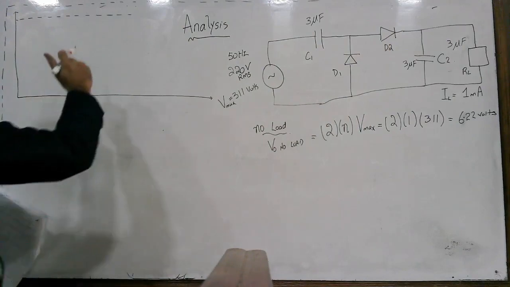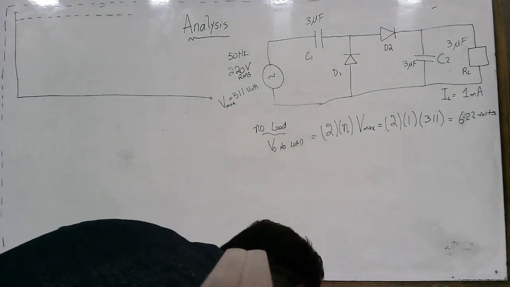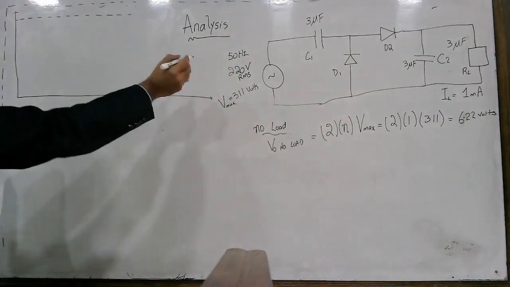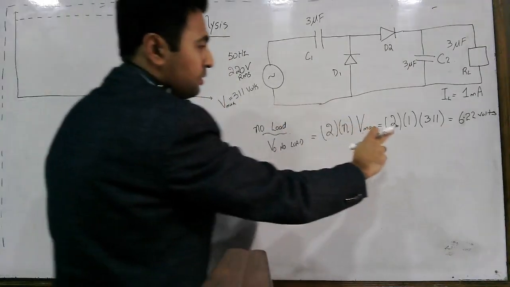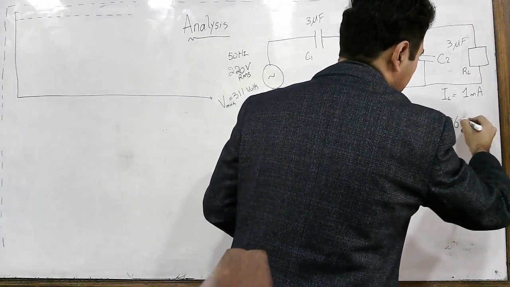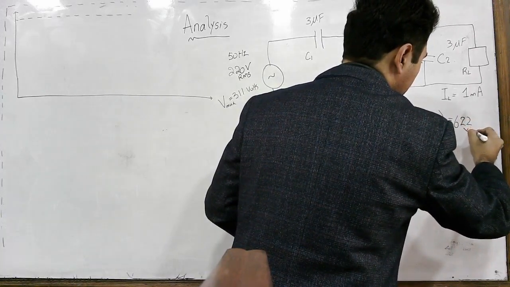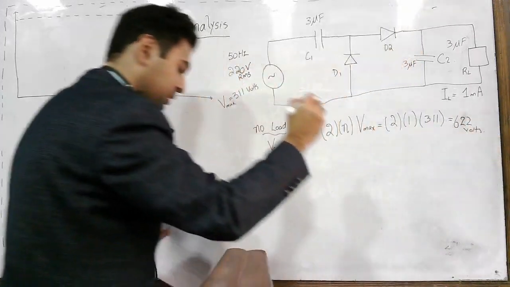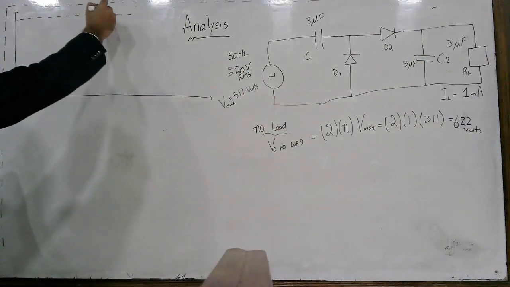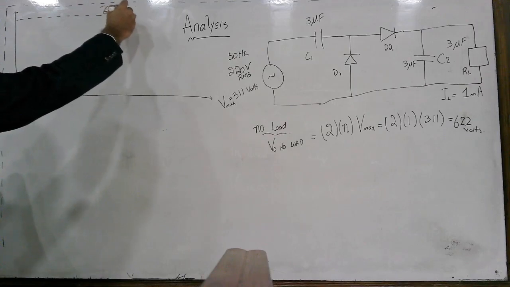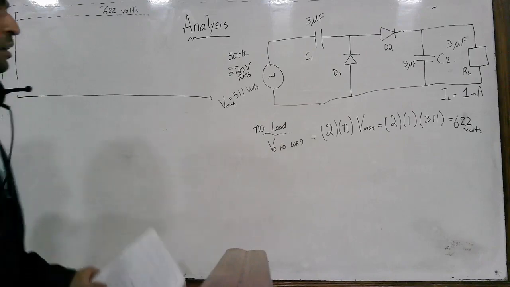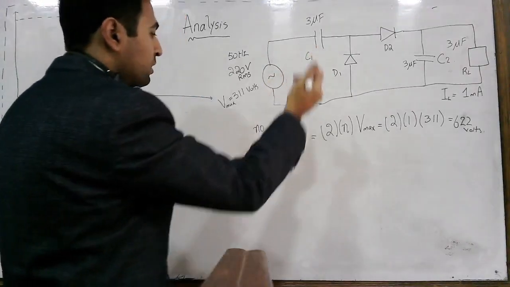So this is the expected value, which is around 622 volts. So 622 volts is the theoretical value expected. Here we have only one stage.